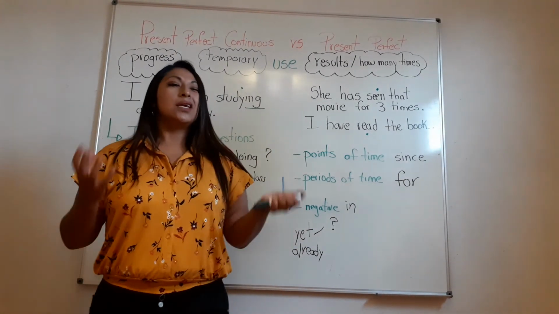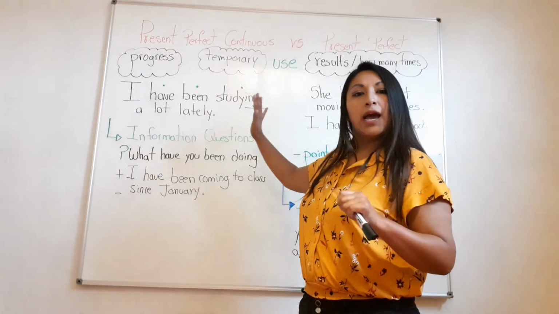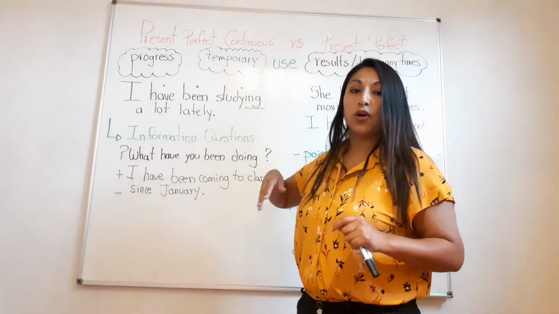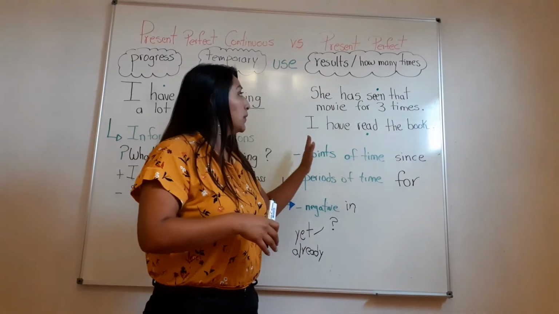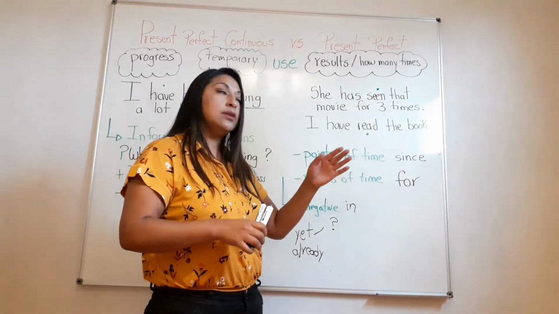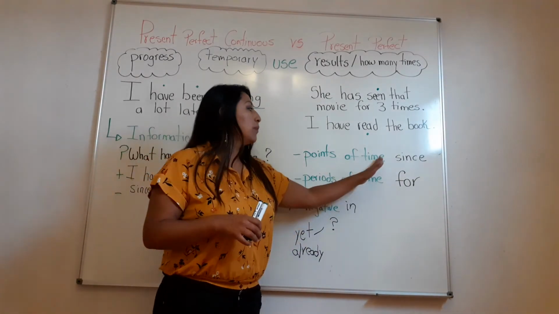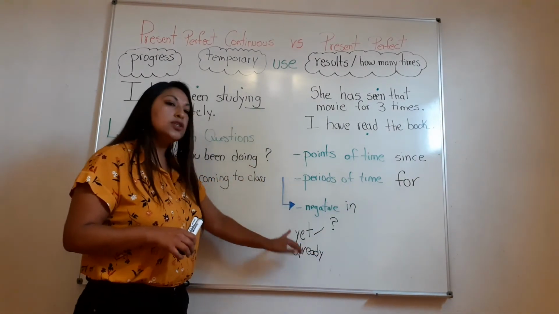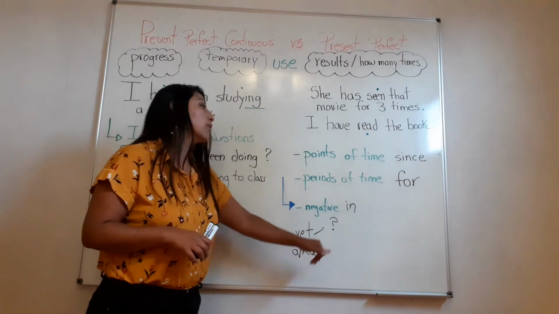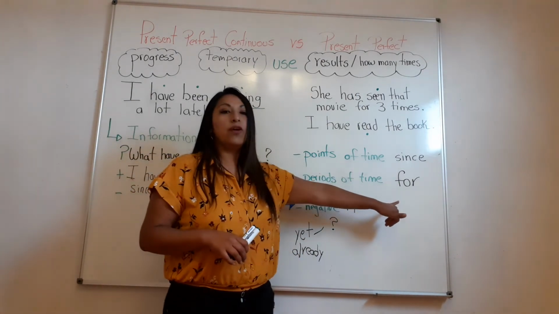Just remember the contrast: present perfect continuous, with ing, is for progress or temporary situations or events. And present perfect is the result of any situation and how many times you have done things. Remember the position of yet in negatives at the end, or in questions of course, and already, and also since and for.